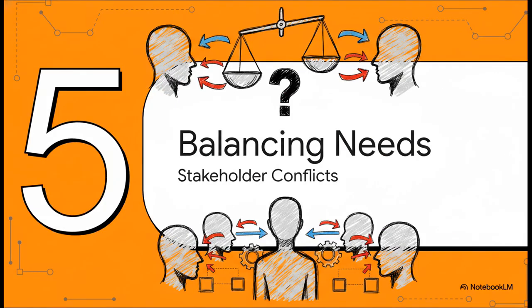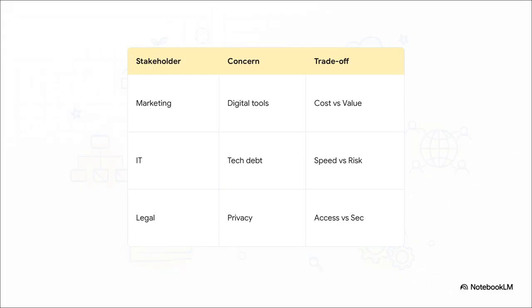Section 5. Balancing conflicting stakeholder needs. Because let's face it, business isn't just systems, right? It's people. And during any major change, you are guaranteed to encounter a central conflict. Your key stakeholders are going to have totally conflicting requirements. You've got marketing over here wanting the latest flashy digital tools to generate revenue. You've got IT focused on efficiency, technical debt, and keeping costs down. And then you've got legal practically panicking about documenting data processes to comply with global privacy laws.